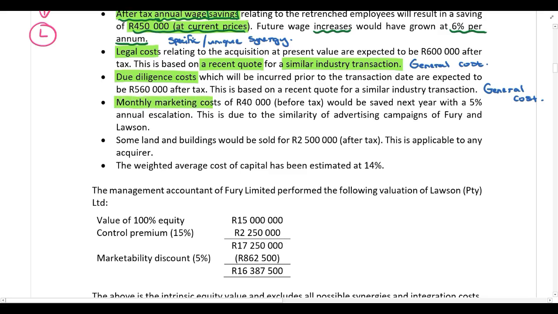Then monthly marketing costs of 40,000 Rand before tax would be saved next year with a 5% annual escalation. And this is due to the similarity of advertising campaigns of Fury and Lawson. So obviously, if this is because of the similarity of their advertising campaigns, this saving is going to be specific to Fury Limited buying shares in Lawson. So this is a specific or unique synergy.